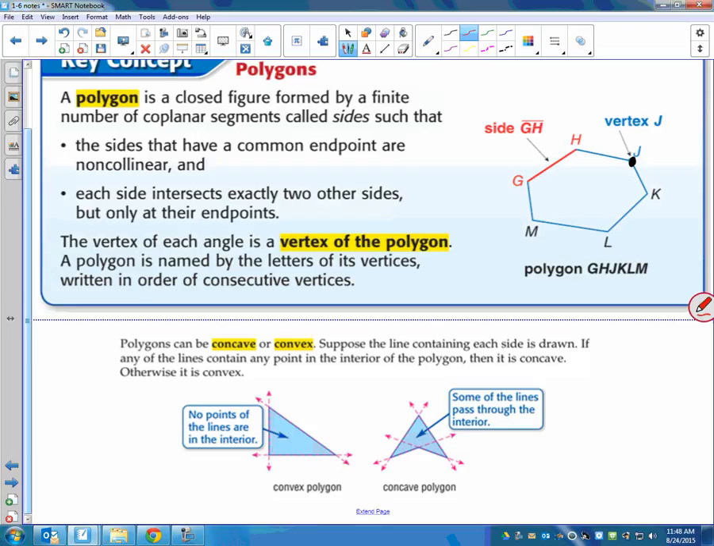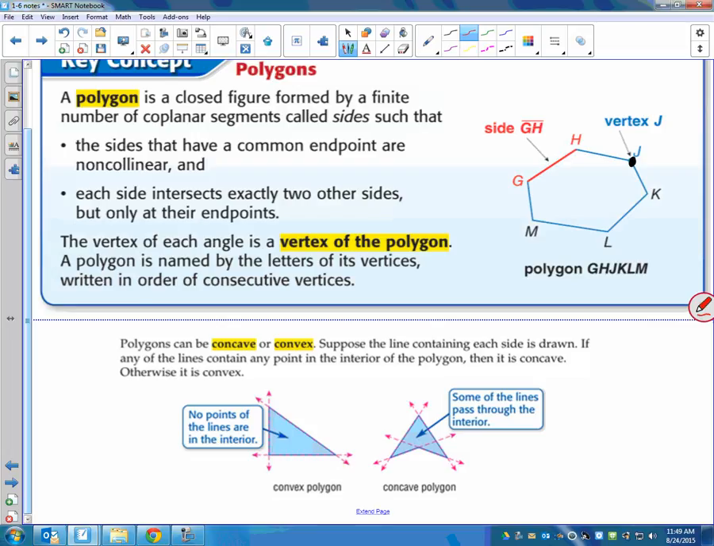It says polygons can be concave or convex. Suppose the line containing each side is drawn. If any of the lines contain any point inside the polygon, it's concave. So notice the picture here. For this lovely triangle, if we extended those sides, you notice that none of them go inside the polygon. But on this one, if you extend the sides and the lines go inside, we say that's concave. If it doesn't go inside, it's convex.